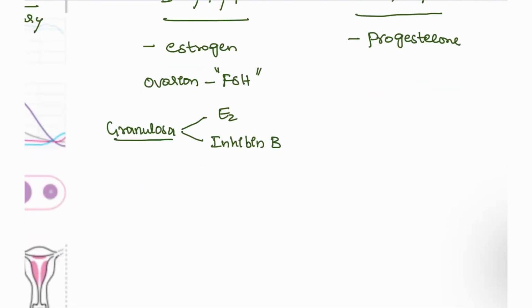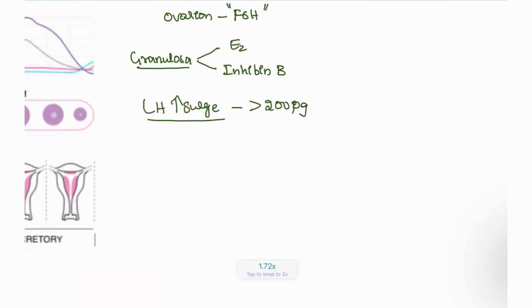After that, what happens? The estrogen acts on LH through a feedback mechanism. LH is going to increase its surge with the help of estrogen. How much will the LH surge be? More than 200 picograms. This is how the effect will be shown. After this LH surge, ovulation will occur. How many hours is the LH surge? Usually around 48 hours.